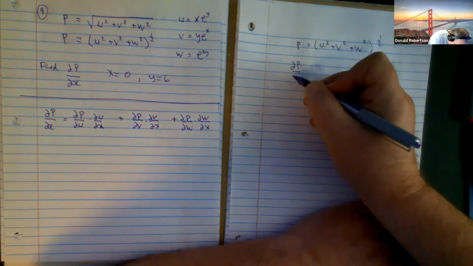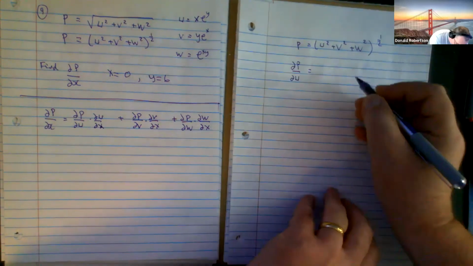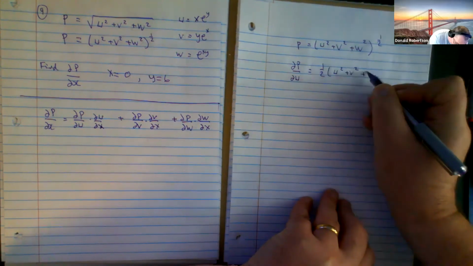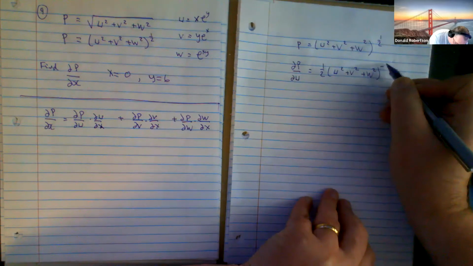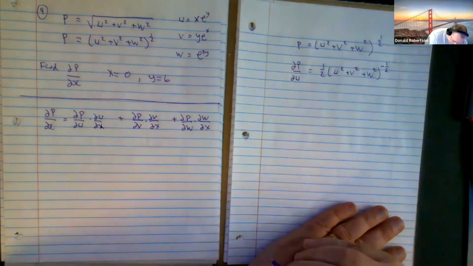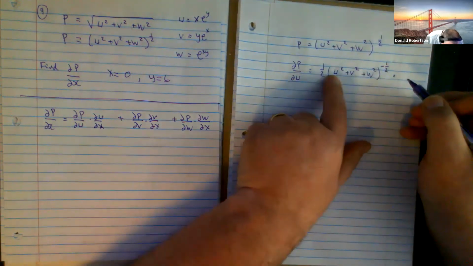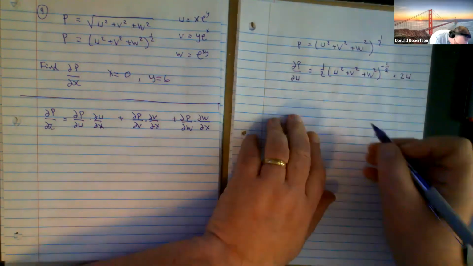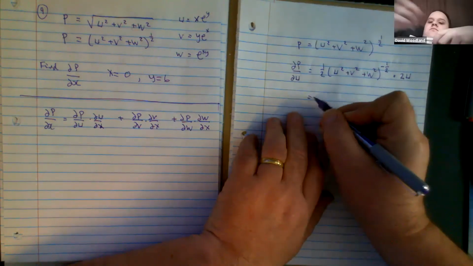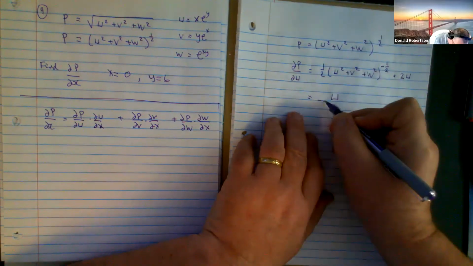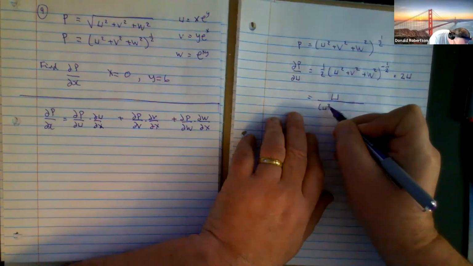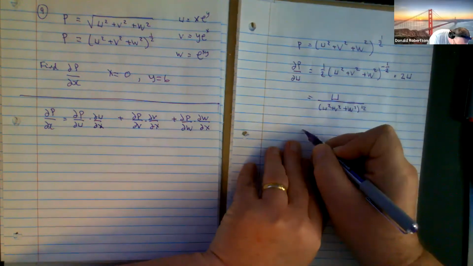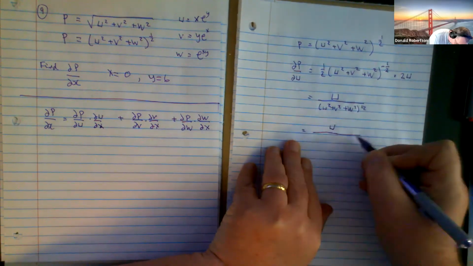The partial derivative with respect to u then is going to be 1/2 times u squared plus v squared plus w squared to the power of, reduce it by 1, -1/2, times the derivative of the inside function with respect to u, which gets me 2u. The half in that guy gives me a u, and this ugly guy comes downstairs. And then to finish the whole thing off, it looks like this.